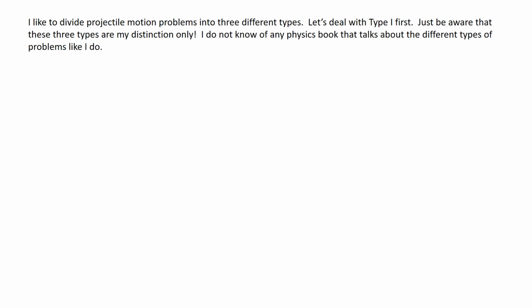I typically divide projectile motion into 3 different types. We'll deal with type 1, type 2, and type 3. I'm going to deal with type 1 first. Just be aware that these distinctions, type 1, type 2, and type 3, are my names. I've never seen a physics book or anywhere else use these things. I just try to divide them up to make them a little bit easier for you guys to understand.